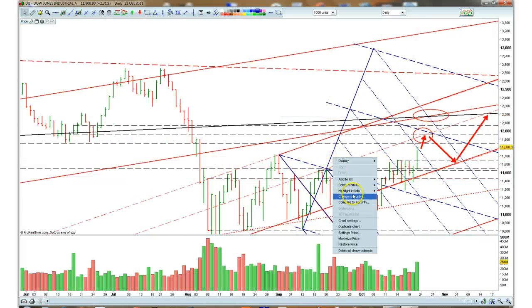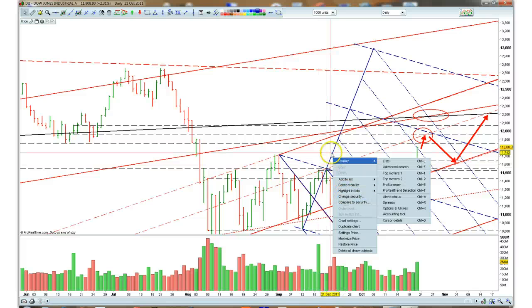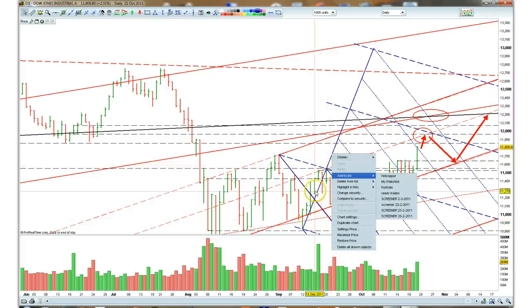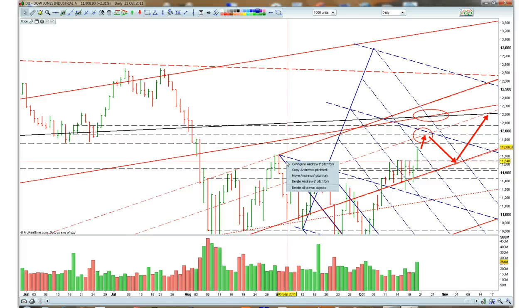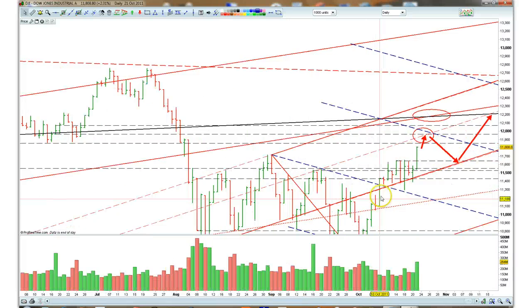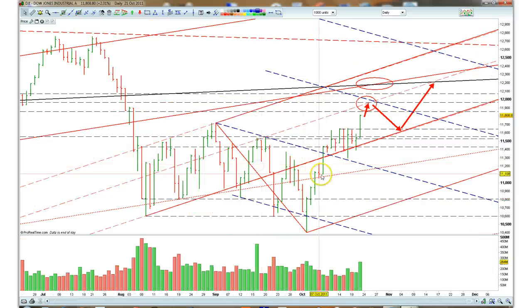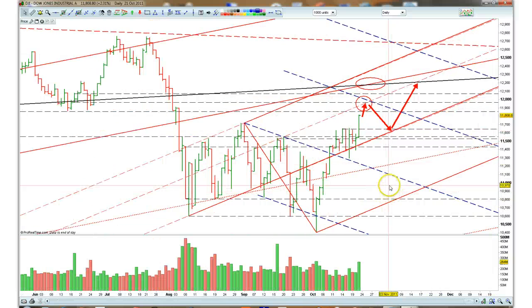So anyway, I'll get rid of this blue pitchfork, if it'll let me. I'll keep those horizontal blue lines in there.